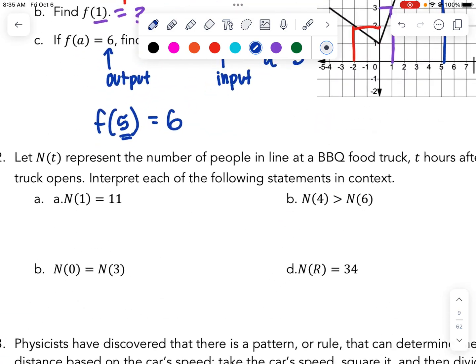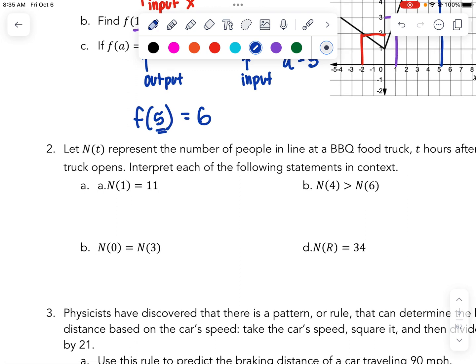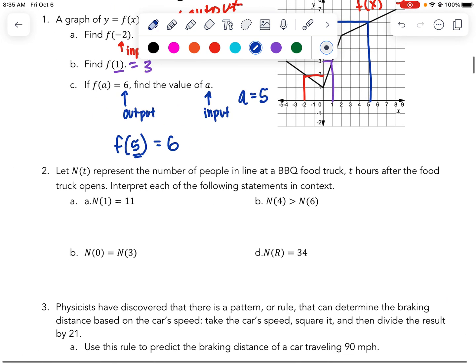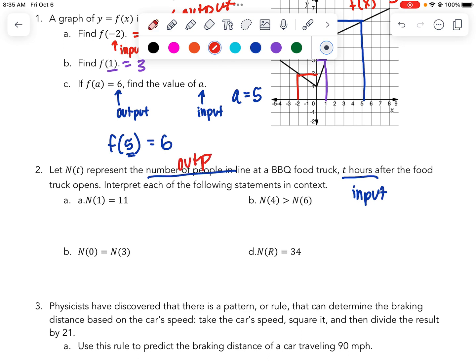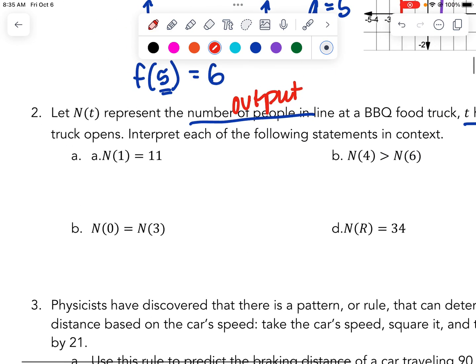Okay, let's try a few more. It says, let n of t represent the number of people in line at a barbecue food truck, t hours after the food truck opens. Interpret each of the following statements in context. Okay, so the input is hours, and the output is the number of people. Okay, so this is saying after 1 hour, there are 11 people in line.